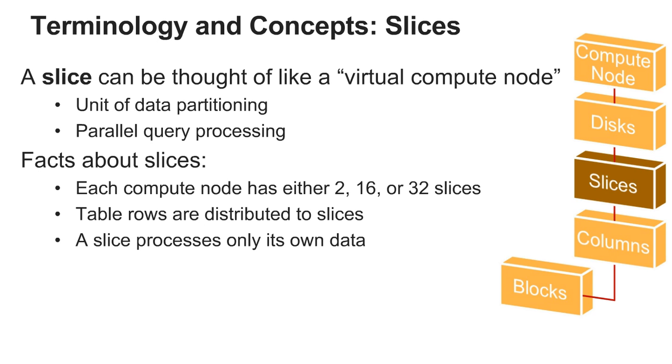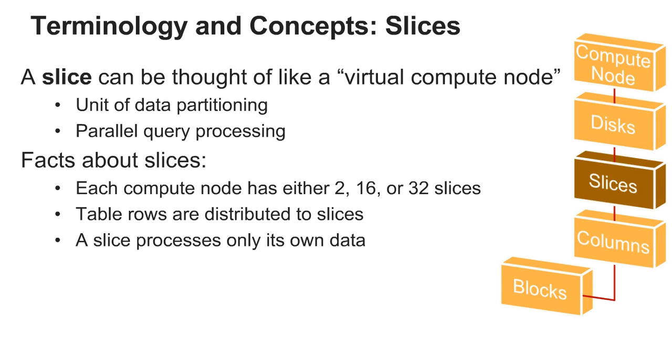The next piece that we're going to jump into here is slices. This is kind of a terminology thing. You can think of a slice as a virtual compute node. So when we were looking at that previous architecture diagram with the leader node and all of the compute nodes, you can almost think of these as a virtual compute node.